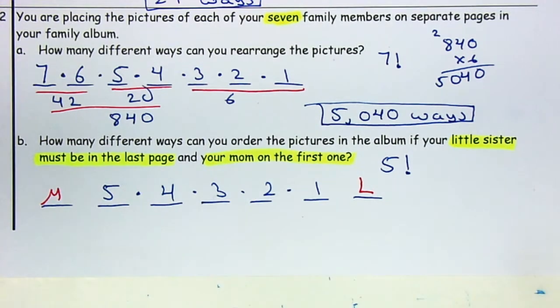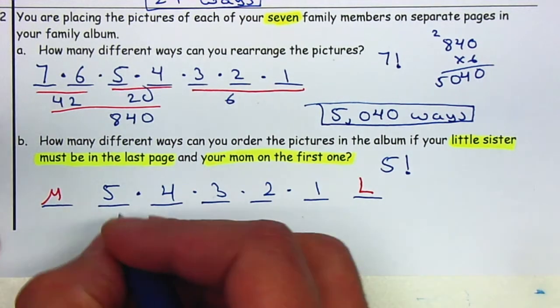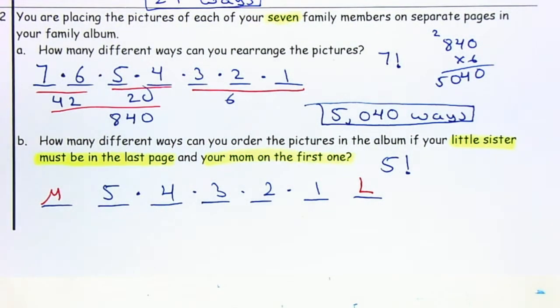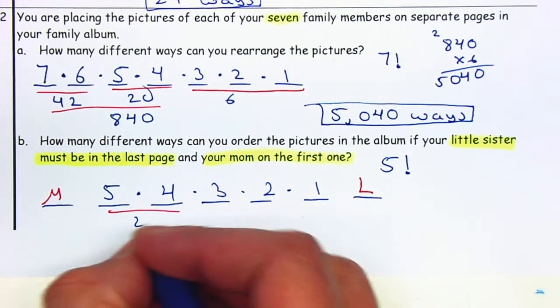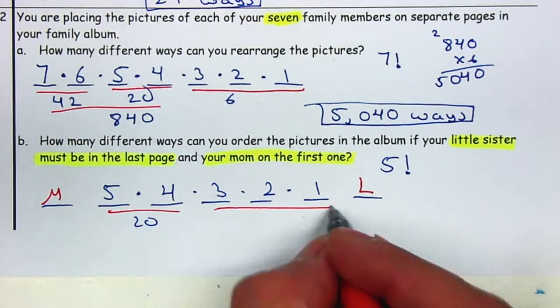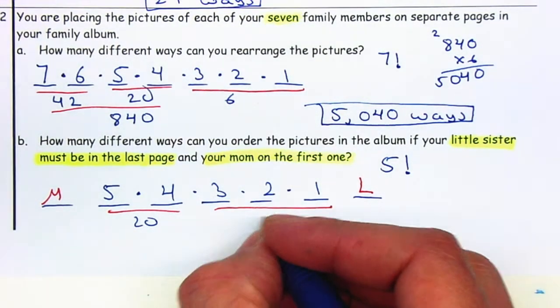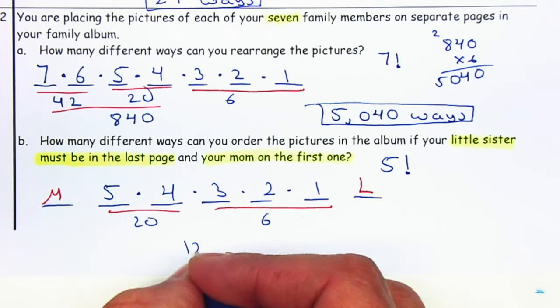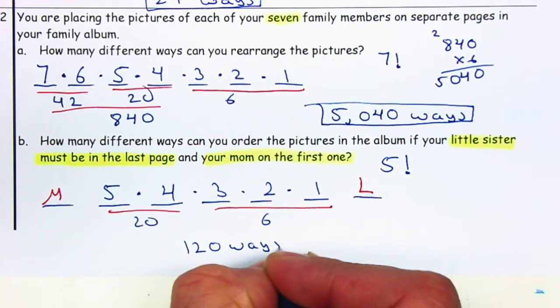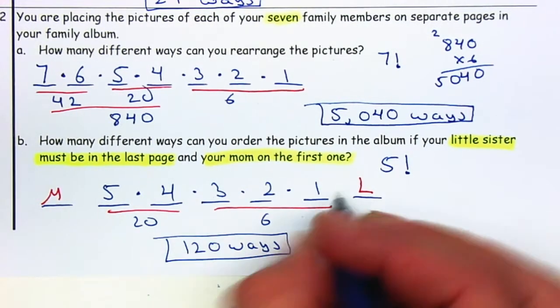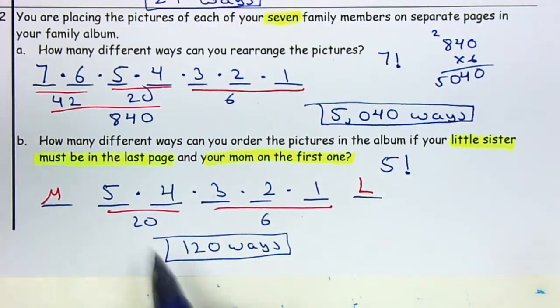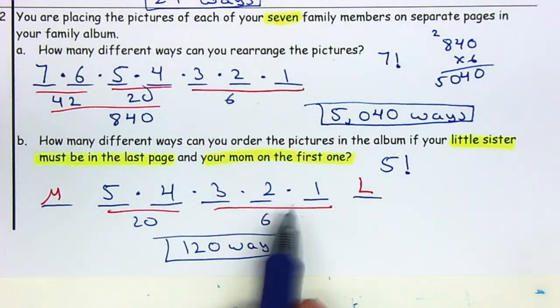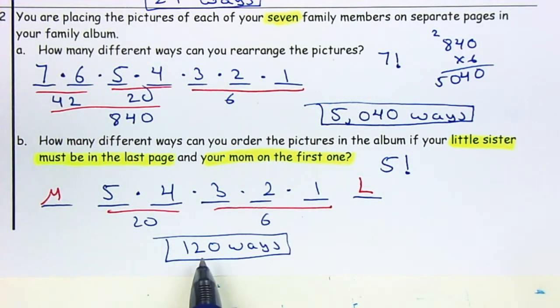Now let's go and simplify it. So we have, this will give me 20. 3 times 2 times 1 will give me 6. Multiplied together will be 120 ways. So if you must place your mom first and then your little sister at the last page, the rest of the pages can be rearranged in 120 ways. Now let's continue to the back side.